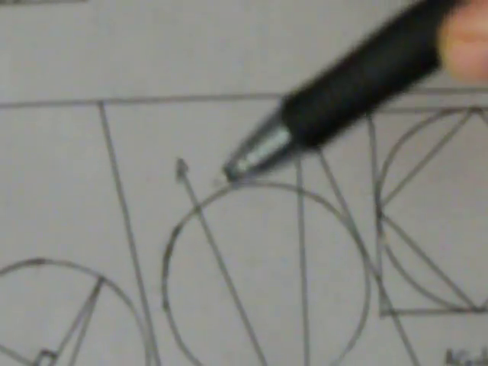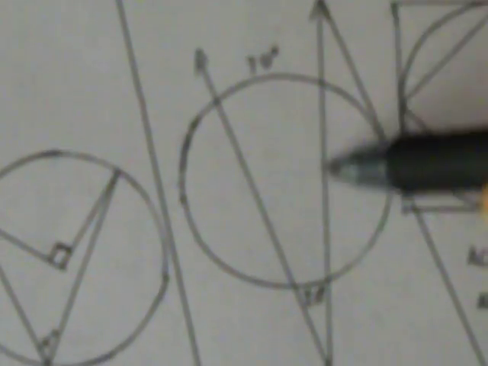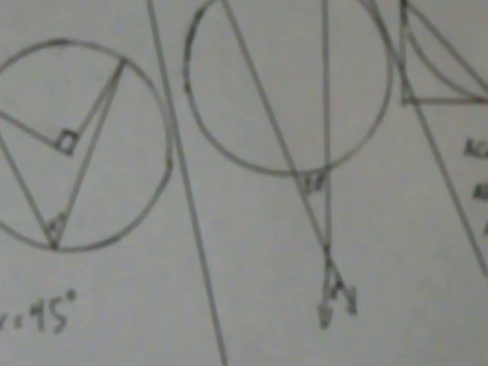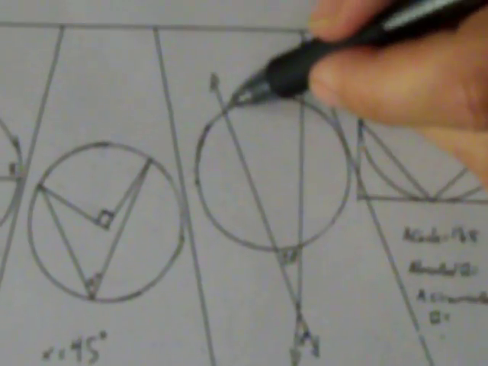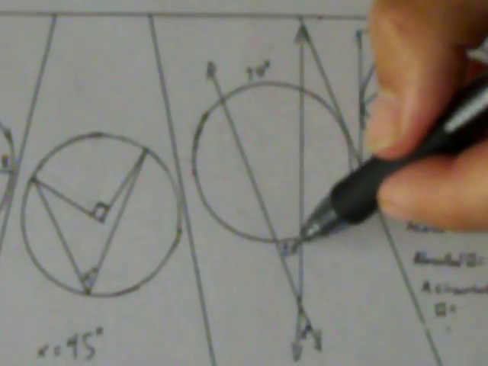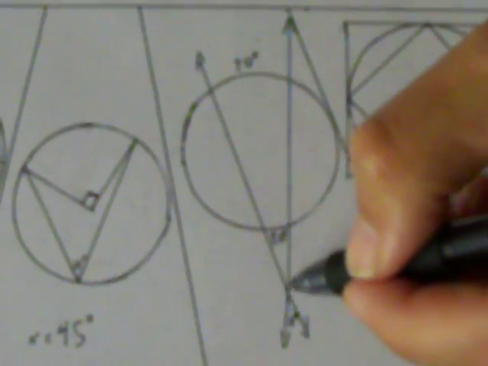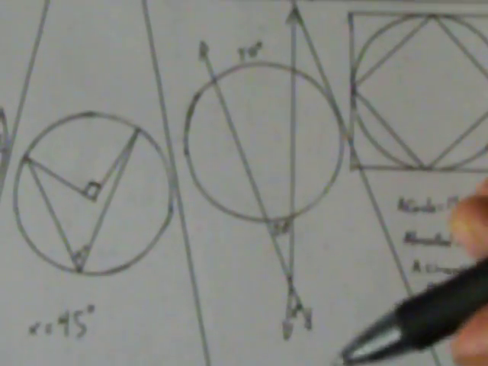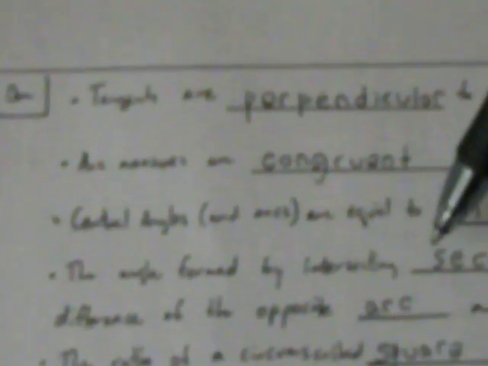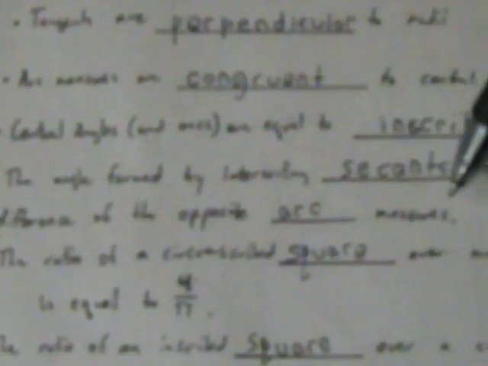Okay? Next, this is one of the harder ones. What we have here is two secants. And these secants are intersecting through the circle, creating both two arcs and these vertical angles. The rule that we come up with here is that the angle formed by the intersecting secants equals 1/2 the difference of the opposite arc measures.